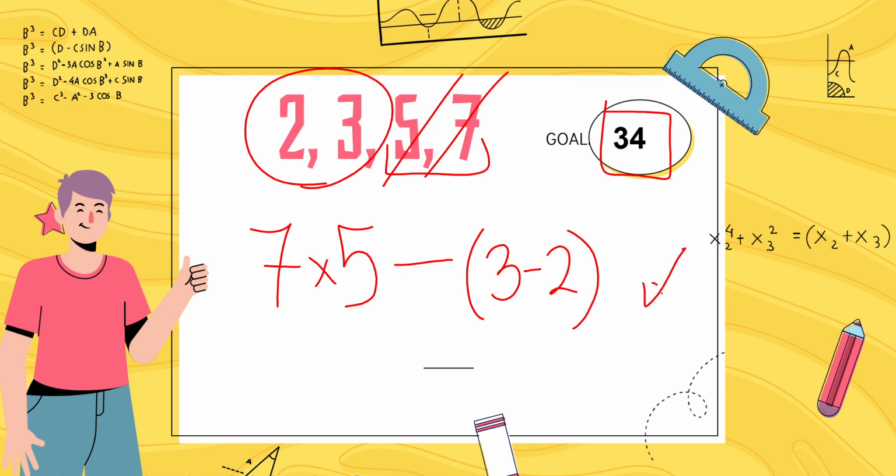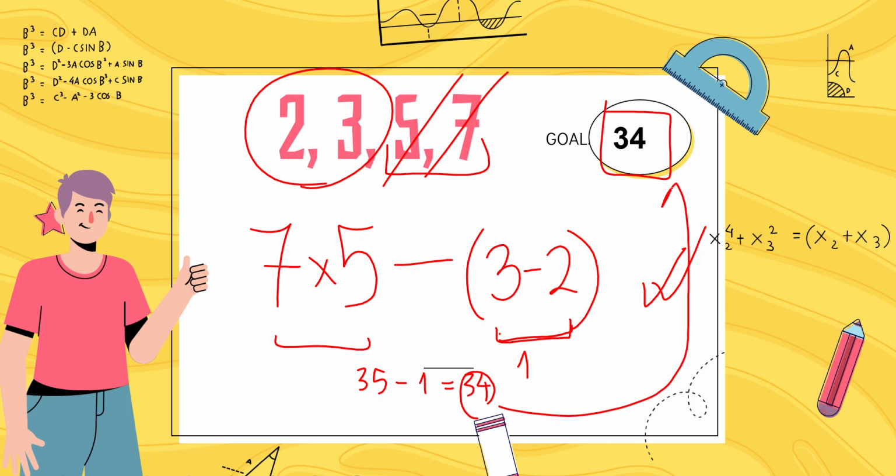Oh, but this time we do need brackets. Why is that? Because brackets have priority. 3 minus 2 is 1. And then we have 7 multiplied by 5 is 35 minus 1, which is 34. That was the final answer.